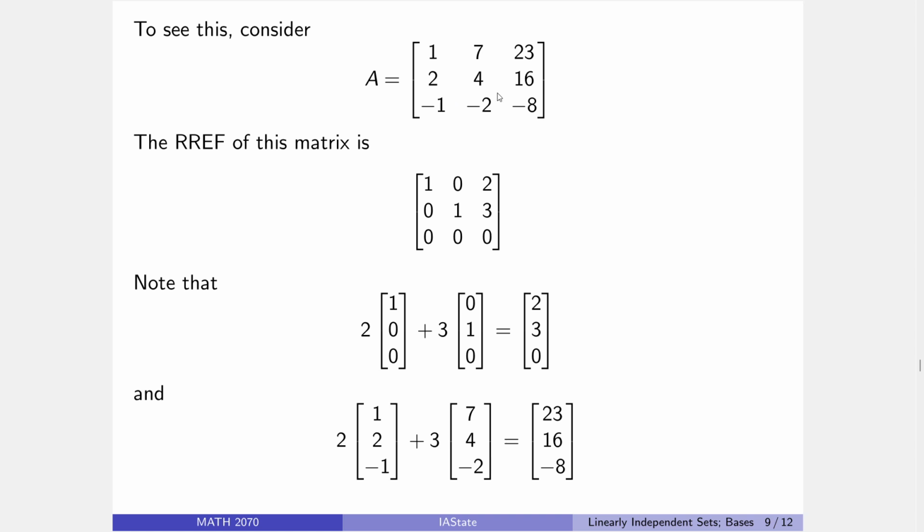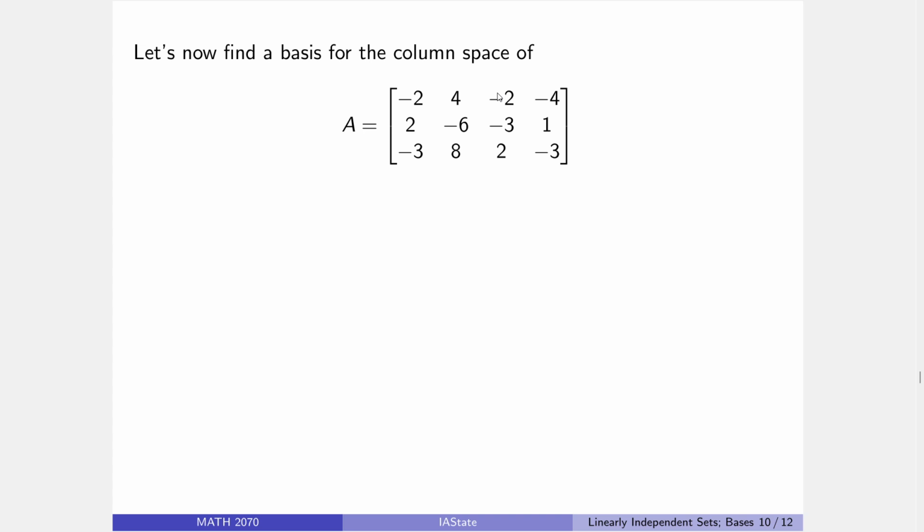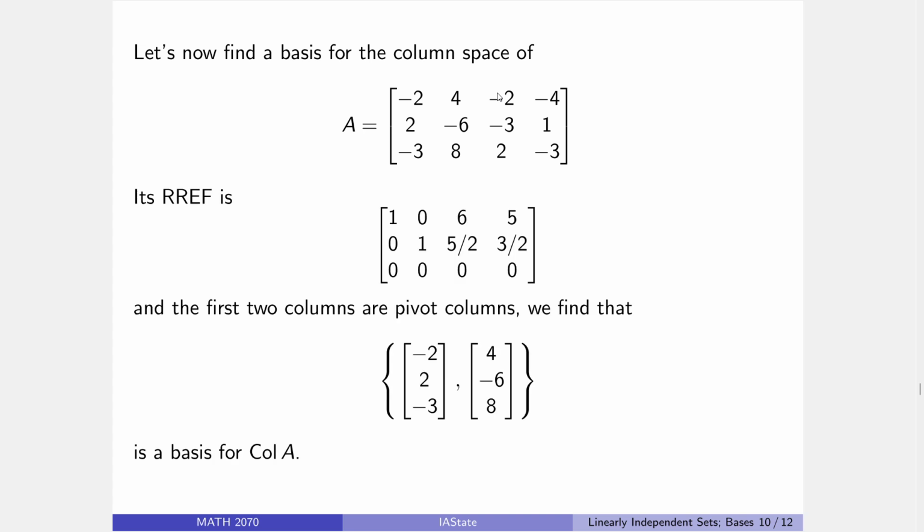Let's do another example to really hammer it home. You get the rref, you find the pivot columns, which are 1 and 2. Those are going to be the ones that are going to be a basis for the column space. And now note, it's the original columns, the original ones from the matrix. The rref just tells you where they are.